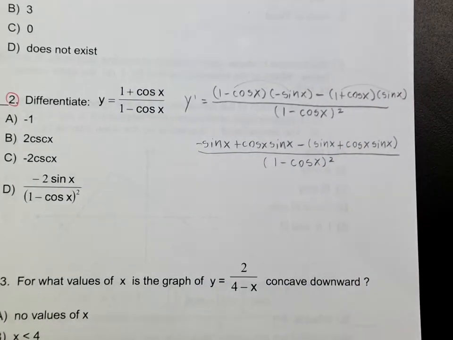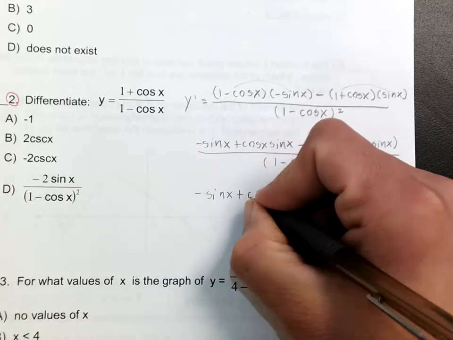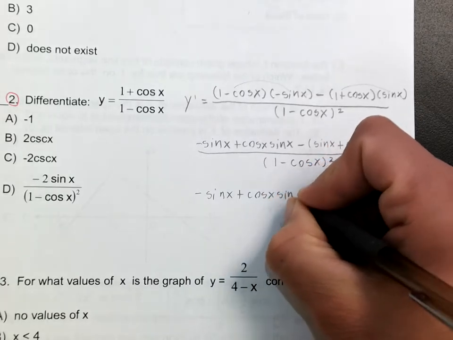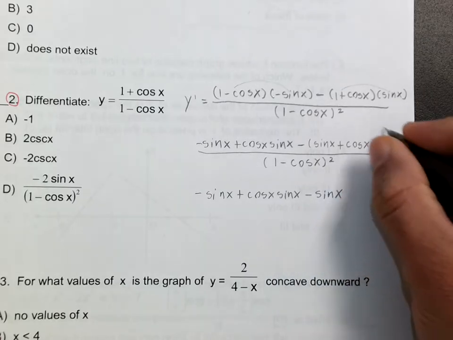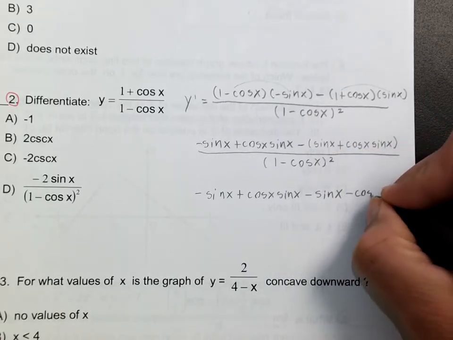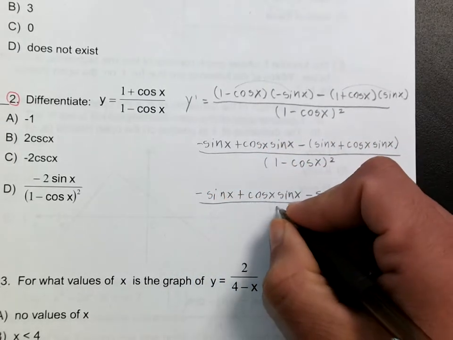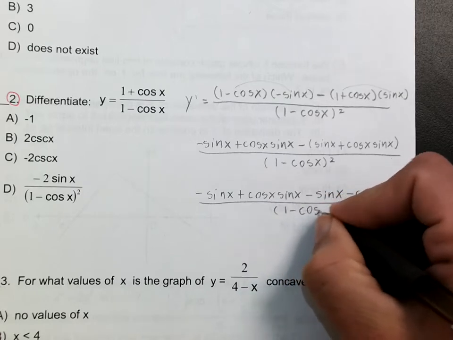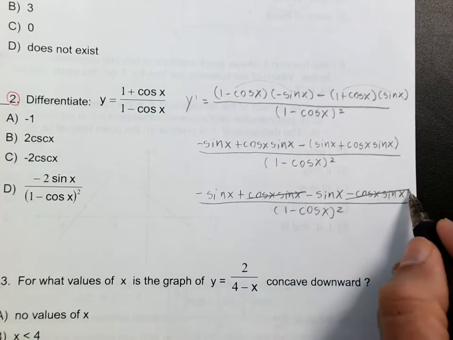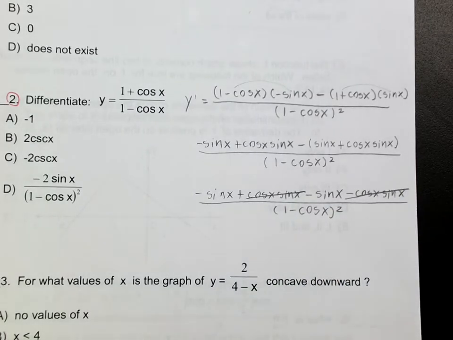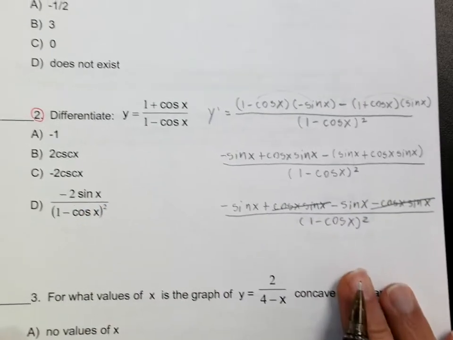Alright, so notice that right here, this negative, I'll rewrite it one more time. This negative right here is going to make this sign negative, but it's also going to make this quantity over here negative. Now notice that this right here and this is going to add up to 0. And then you have negative sine x minus sine x makes that a negative 2 sine x. So the answer is going to be D.